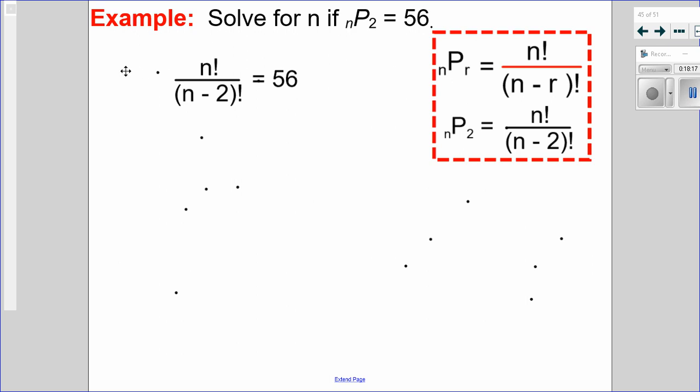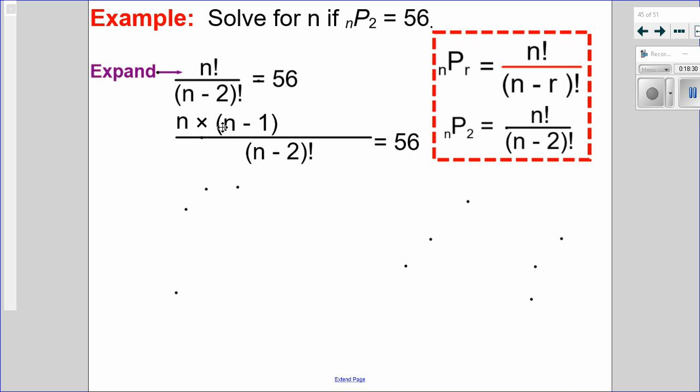So first things first, I want to expand my bigger factorial, and n is bigger. So I'm going to expand that. I'm going to start with n, and I'm going to break it down till it matches n minus 2 factorial. So I start with n and I go 1 less, n minus 1. It doesn't match, so I go 1 less. It matches now. So I'm going to stop my factorial there and I cancel. So what I'm left with is n times n minus 1 equals 56.